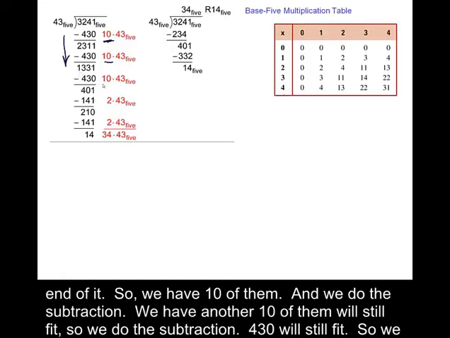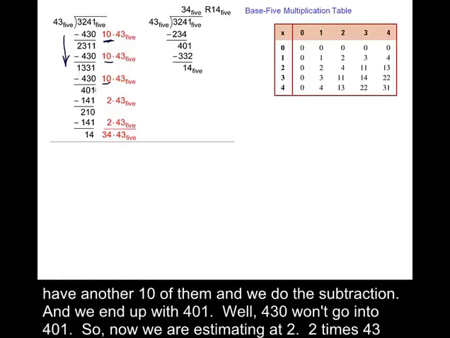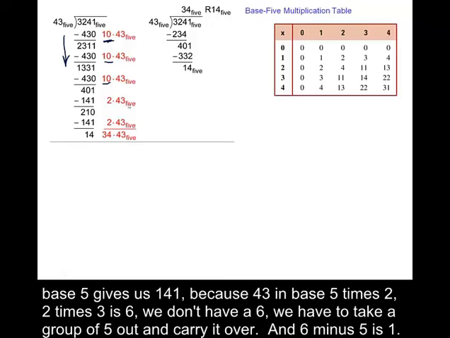430 will still fit, so we have another 10 of them, and we do the subtraction. And we end up with 401. Well, 430 won't go into 401. So now we're estimating at 2, and 2 times 43 base 5 gives us 141. Because 43 in base 5 times 2.